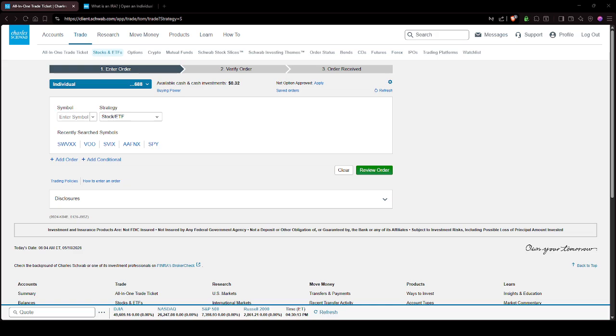Investing in the Schwab S&P 500 can be a smart way to grow your wealth over time. This index fund tracks the performance of the 500 largest publicly traded companies in the United States. To get started, you will first need to open a Schwab brokerage account if you don't already have one.